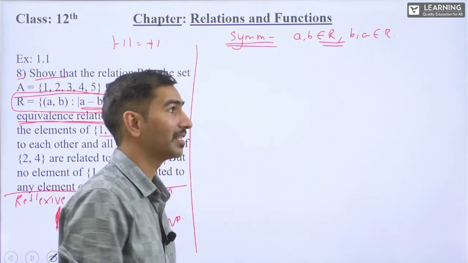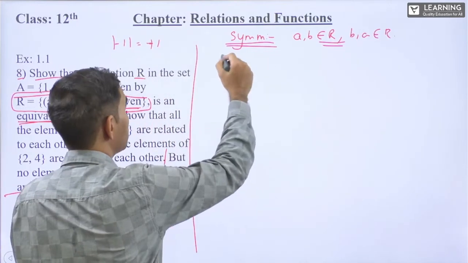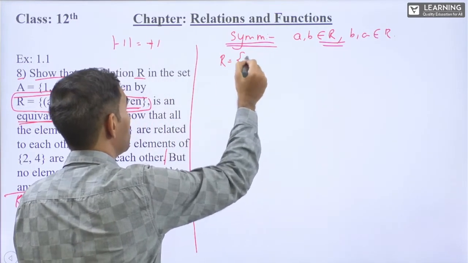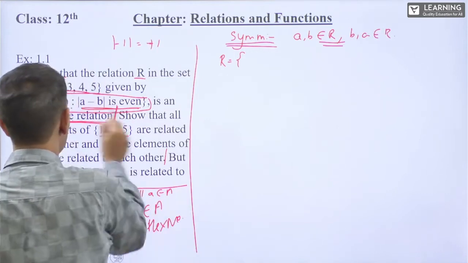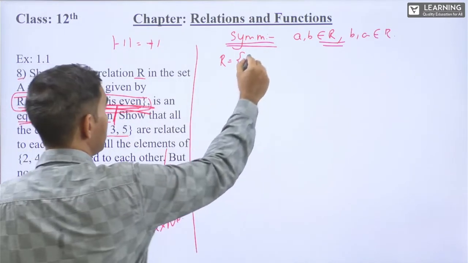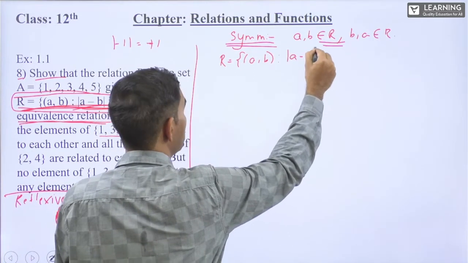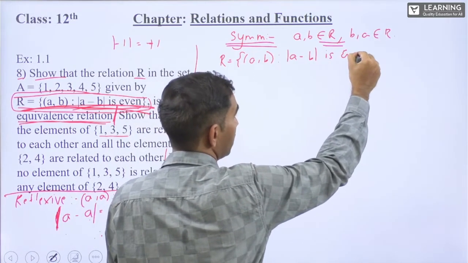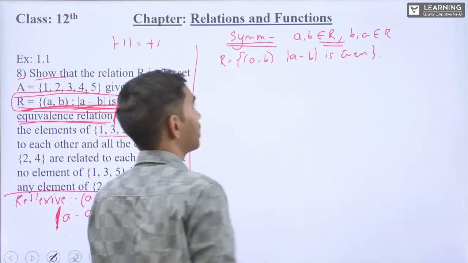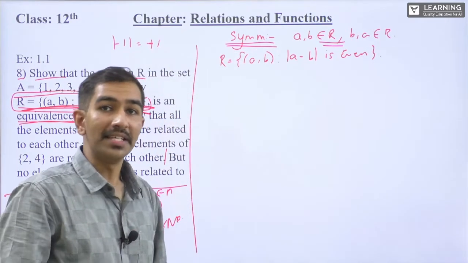So here, what is the relationship given? R is equal to, what is given in the question, students? This we are writing here. R is equal to {(A, B) such that mod of A minus B is 1}. This is the relation given to us. So it is even, students.